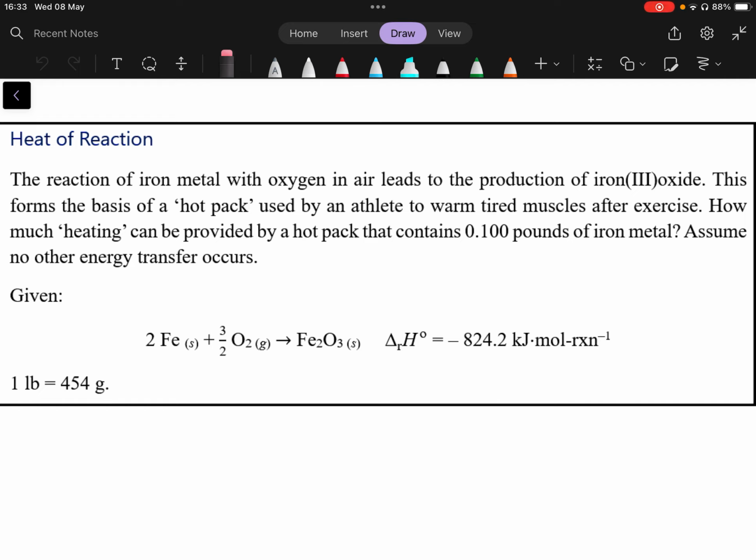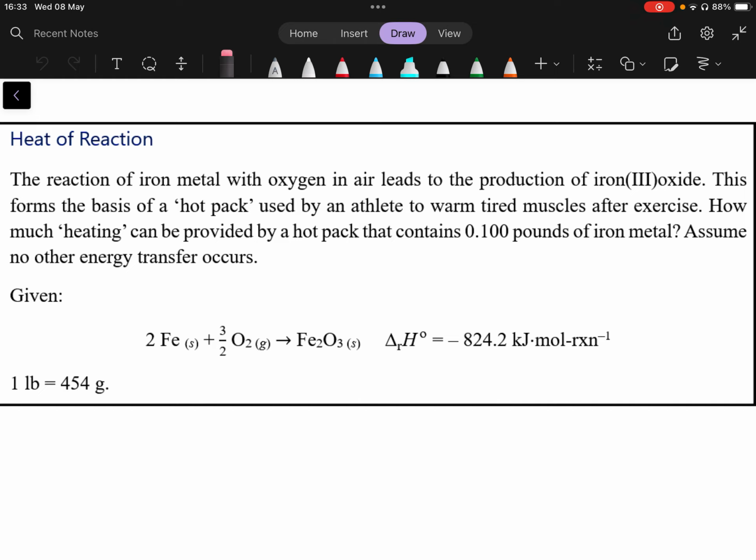Let's look at if you have a specific amount of a substance and you know a reaction that it will undergo, how can you calculate the amount of heat that will be produced or absorbed for that specific amount of substance to react, or what will happen when that specific amount of substance reacts?